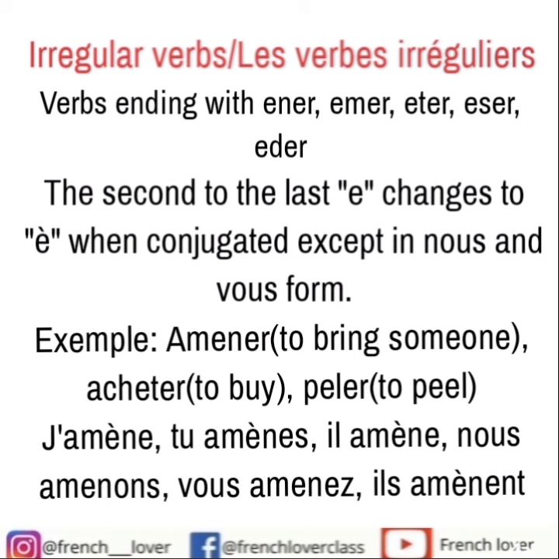You must have seen this accent in common words like père, father, mère, mother. Okay, so any verb at all that has e before a consonant and then -er, -ener, -eter, -eser, -eder, -emer, get my point. The second to the last e carries a grave accent, except in front of nous and vous, where you remove the accent.